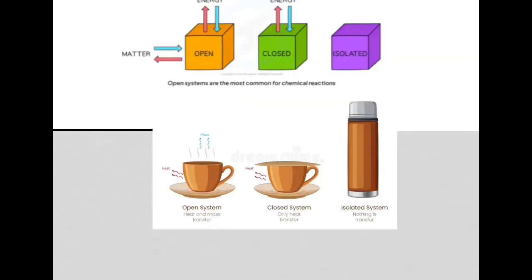Now, if I were to put the systems into context, I would use an open cup like this for the open system, where matter goes out and heat goes out. The matter is in the form of the vapor from the cup. And this would be a closed system, where you're blocking any matter being transferred to the surroundings, and only energy is transferred. And an isolated system would be a vacuum flask, where nothing is transferred.